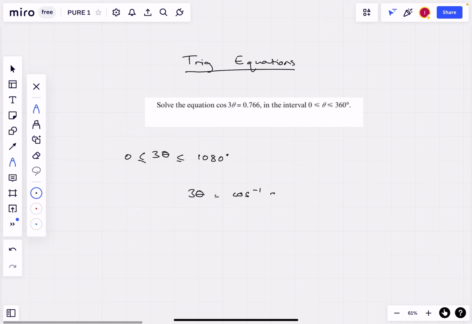Cos minus 1 of 0.766, which gives you 40.0 blah blah blah. You have now solved for 3 theta. At this point, if you want theta, you would divide 40.0 by 3, which is what you're going to do, but at the end. First, you want to find all the equivalent angles between the interval 0 and 1080.